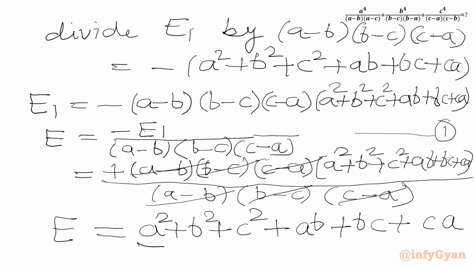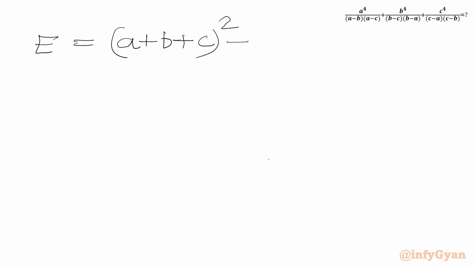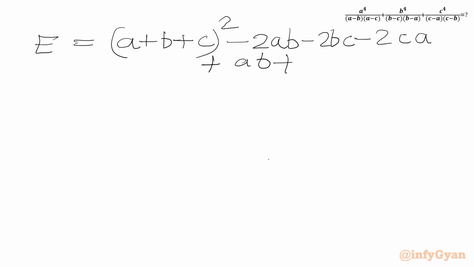Now we will use one algebraic formula of (a + b + c)². From there we will write the a² + b² + c² value. So we can write here E will be equal to (a + b + c)² minus 2 times (ab + bc + ca). So we will write here 2ab, 2bc, 2ca. This is the value of a² + b² + c². But we have plus ab plus bc plus ca terms also.